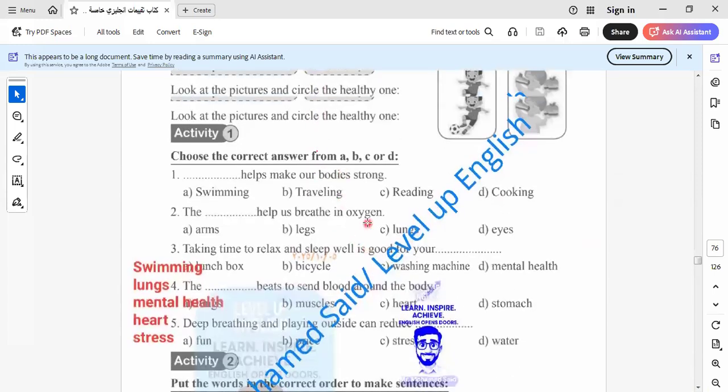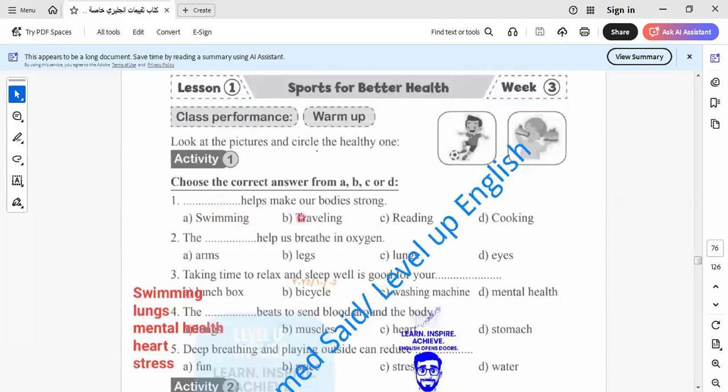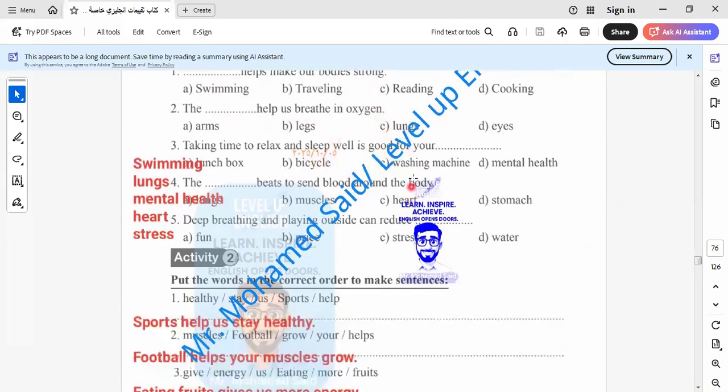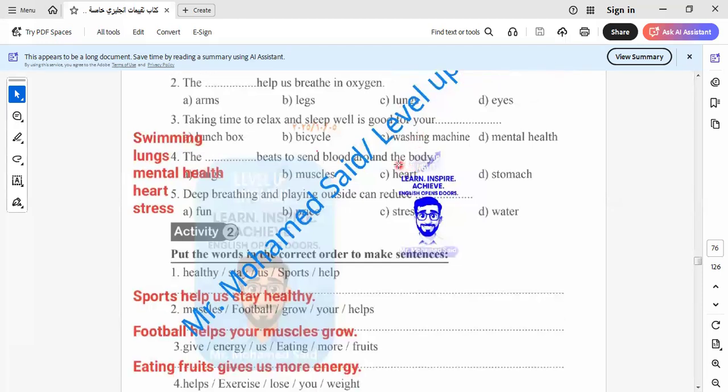Let's go to unit 2. Here we say, space helps make our bodies strong. It will be what? Swimming. Let's go to another one. The space helps us breathe in oxygen. It will be here lungs, as we know. I think we took the respiratory system last year and know the parts of our respiratory system, and lungs is one of the parts of our respiratory system. Taking time to relax and sleep well is good for what?